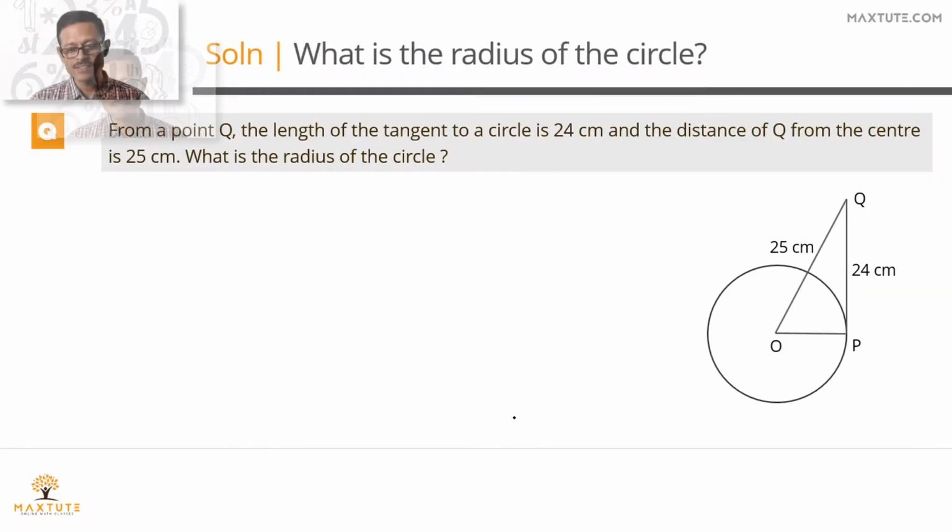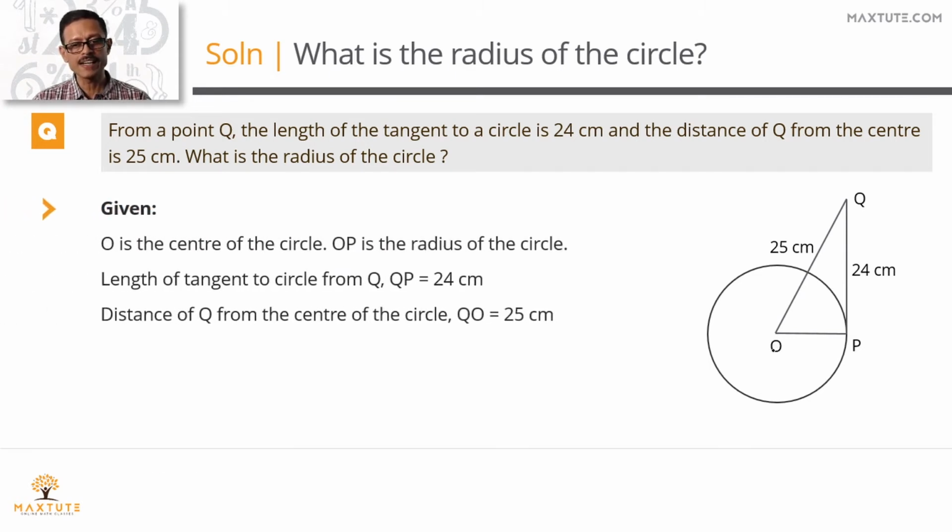Let's get started. The circle that we are talking about has a center at O. The given data to us is basically from an external point Q, we are drawing a tangent QP. The length of QP is 24 centimeters. The distance between the center of the circle and point Q equals 25 centimeters. OP is the radius of the circle. We need to find out the measure of OP.